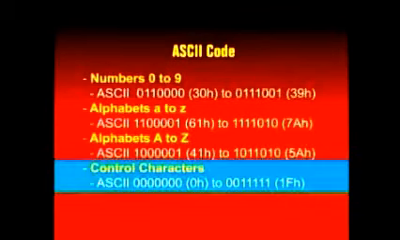The 32 control characters are represented by ASCII code 0000000, which is 0 hex, up to 0011111, which is equivalent to 1F hex. These control characters are not seen on the screen.